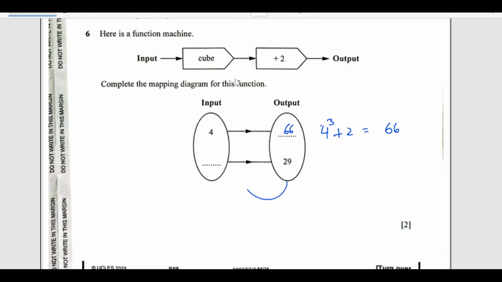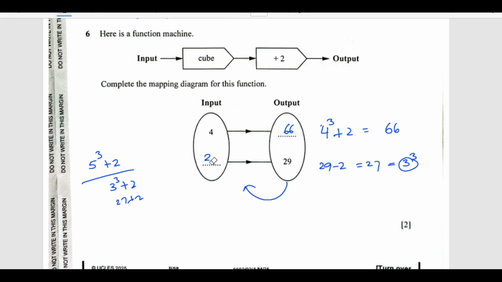Now this is the reverse process, right? So maybe I can try with 5. 5 cubed plus 2 is too big, so it is increasing, and we can take a lesser number. So 3 cubed plus 2, 3 times 3 times 3 is 27, plus 2 is 29. Or you can go the reverse process: 29 minus 2 is 27, because this was plus 2, we do minus 2, then this is the cube of number 3, so we have 3. Sorry, I put 29 here, we need to put 3 here.